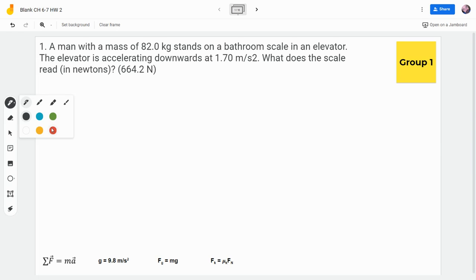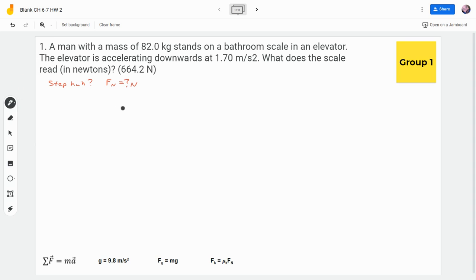So, first things first, as always, we're going to do a step one. So the question is, what does the scale read in newtons? So what do scales read? Scales actually read normal force. We commonly like to think that scales read weight. That's sometimes true. That's usually true in practice. But in general, scales read normal force. So remember that when you're doing these problems, that scales read normal force. So that's what we're looking for. It's a force. It will be in newtons.